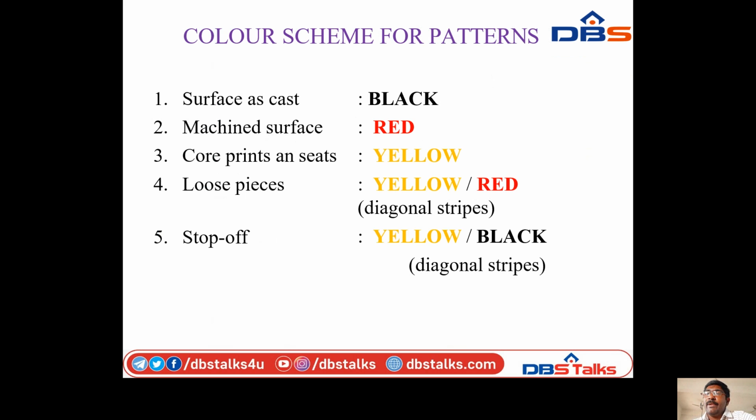So, color scheme of pattern. We can choose the colors of the pattern. The surface to be left as cast is black. Machined surfaces are red. Core prints and seats are yellow. Loose pieces are yellow or red. Stop-offs are yellow or black diagonal strips.